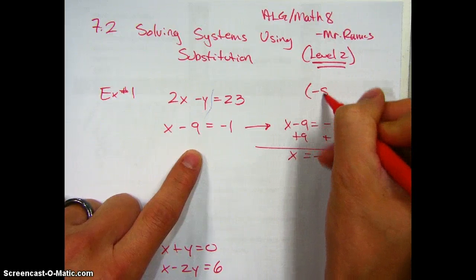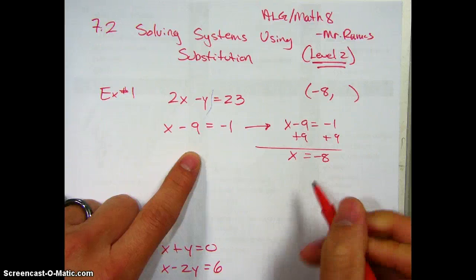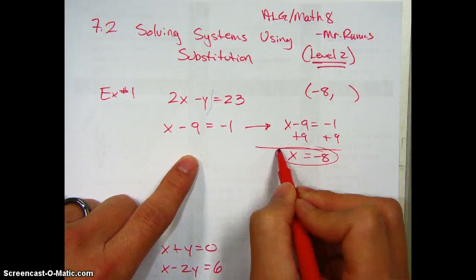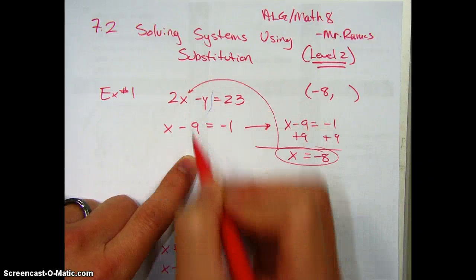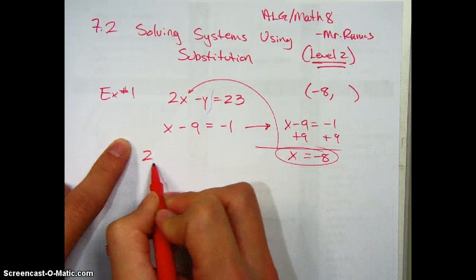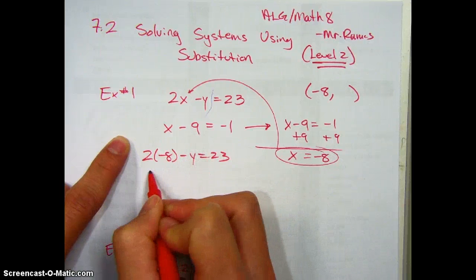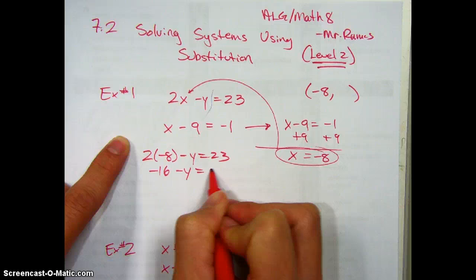I can just substitute that in for x. I know that's going to be my answer for that. And then the only place I can substitute this half of the answer would be right over here. And so I'll do that. I'll get 2 times negative 8 minus y equals 23. So that's negative 16 minus y equals 23.